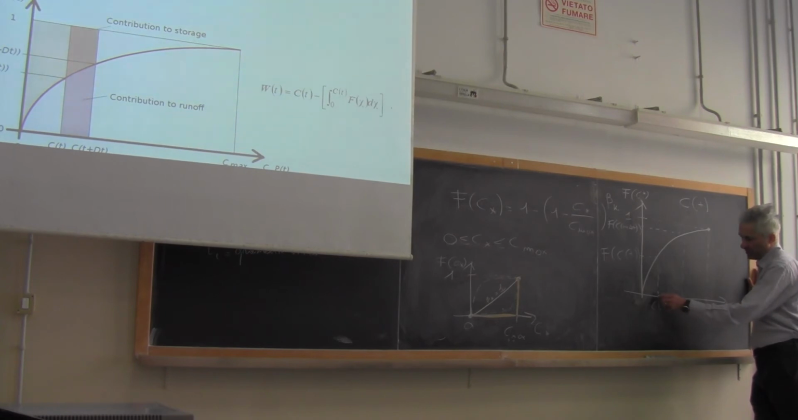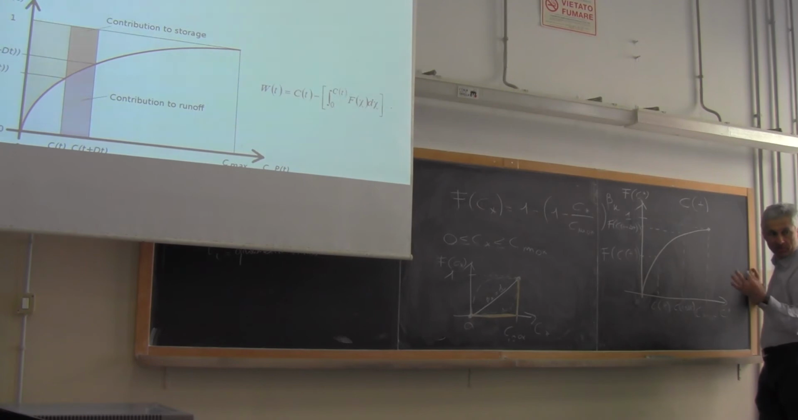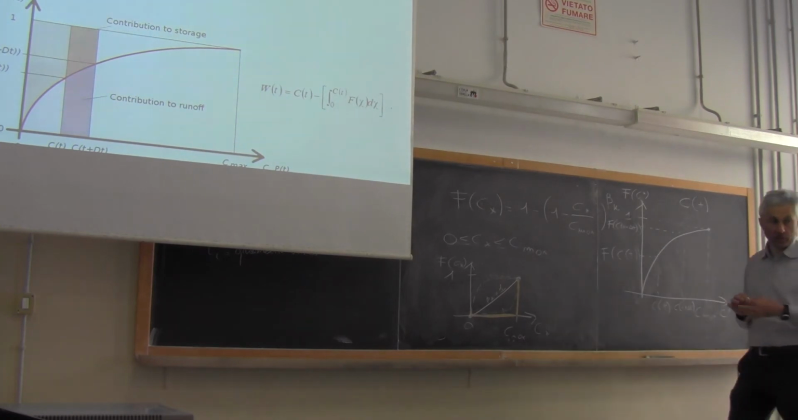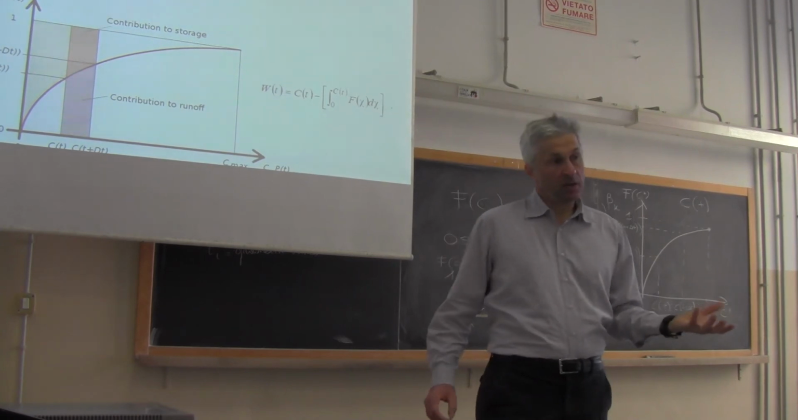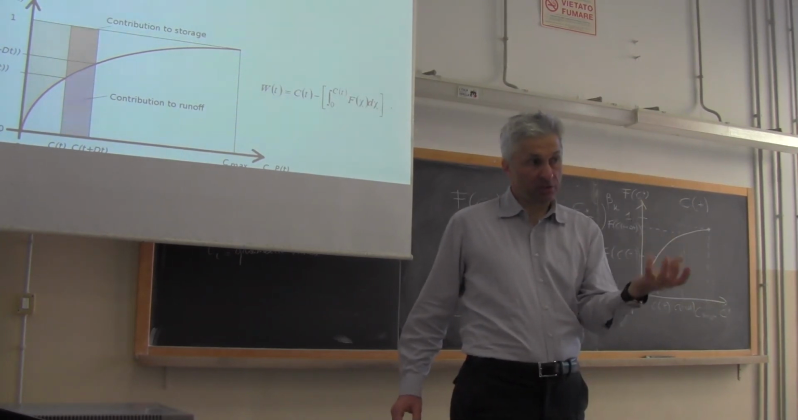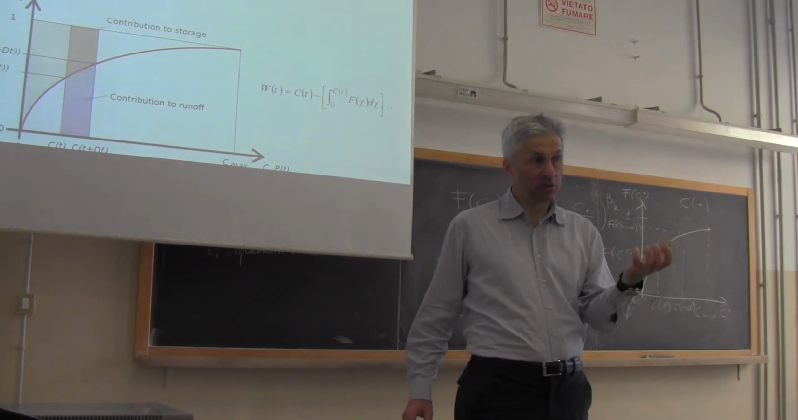When you move from Ct to Ct plus delta t, you add a rainfall over the catchment. Storage is increased because you add a rainfall. But part of this rainfall is stored, part of this rainfall is converted into runoff. My question is, what is the part of the rainfall that is stored? What is the part of the rainfall that is converted into runoff?